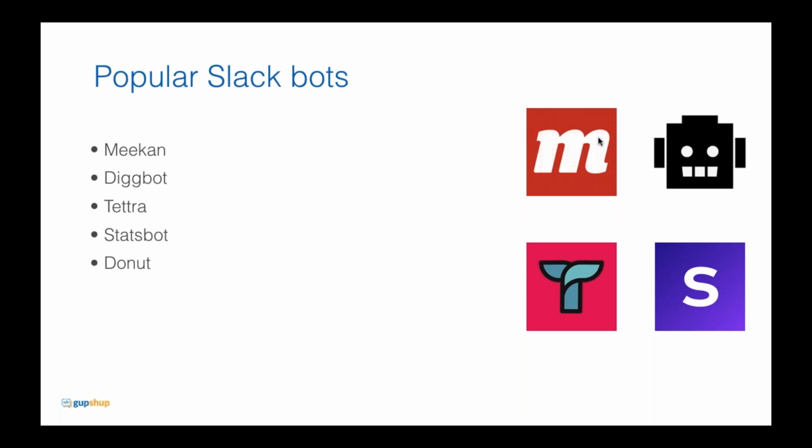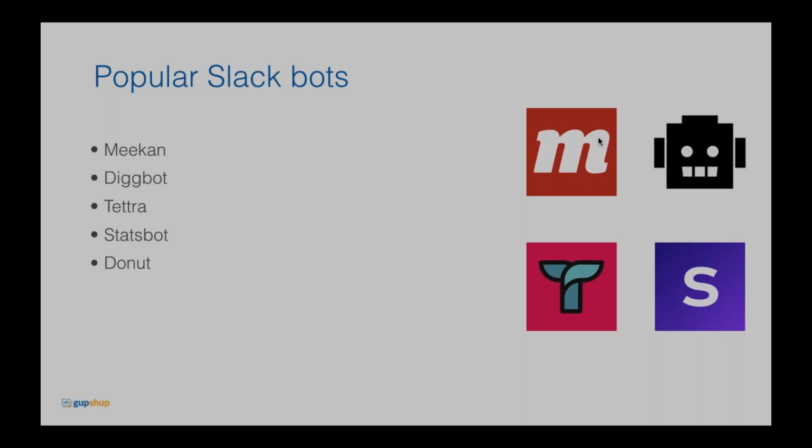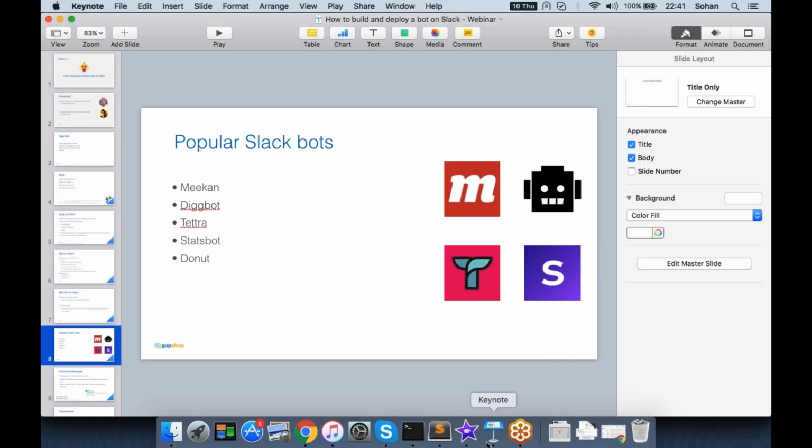Donut is a pretty cool bot to use when you have a really large organization. Every day it introduces you to a colleague and facilitates conversation so that you can meet people outside of your team within your organization. Maybe I can quickly show you a demo of how these Slack bots work.